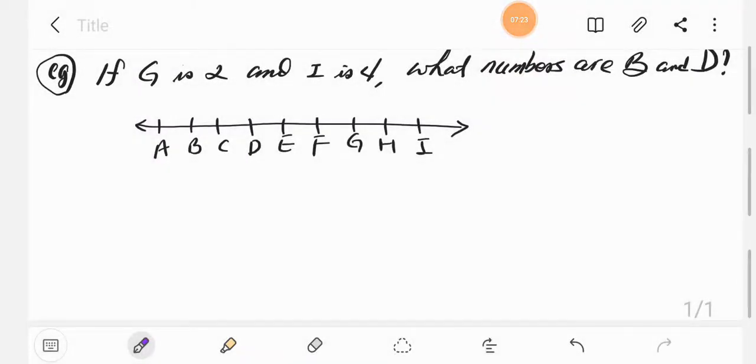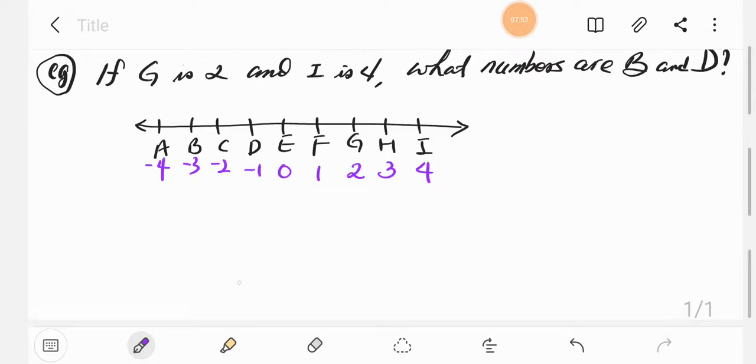Okay, on the number line, let's say the value of G is 2. So G is 2, then I is 4. Since this is a number line, H should be 3, right? So 2, 3, 4. As you go to the left, you subtract 1. So 2, 1, 0, negative 1, negative 2, negative 3, and negative 4.